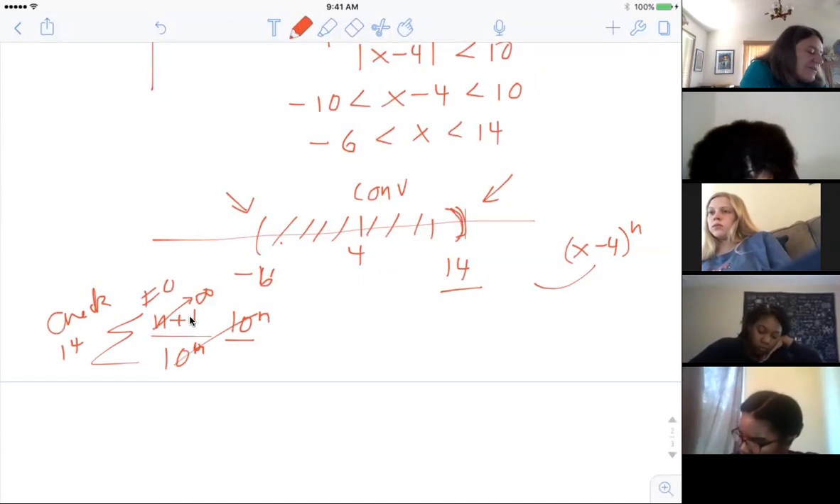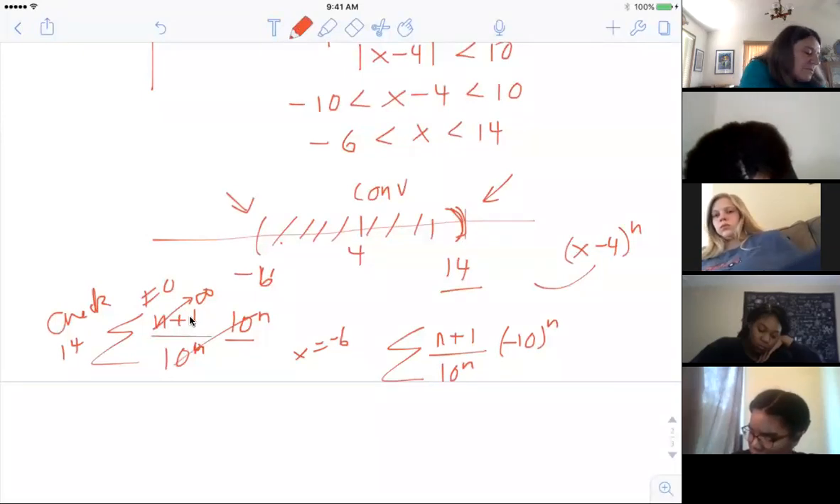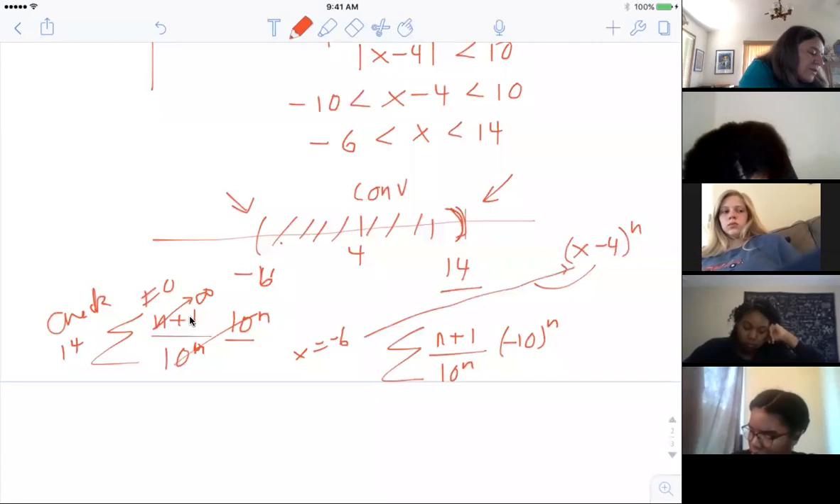Let's plug in minus 6. If I check the minus 6, I'm going to wind up with the series (n plus 1) over 10 to the nth. And minus 6 here will make this minus 10 to the nth. So I put in the minus 6 right there for x.